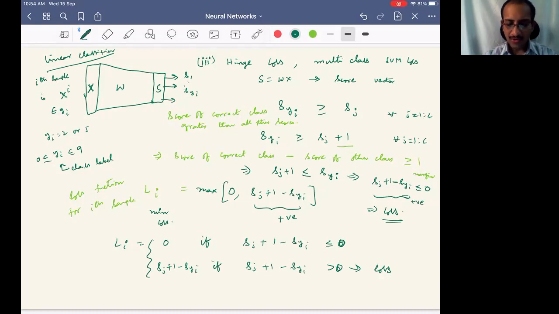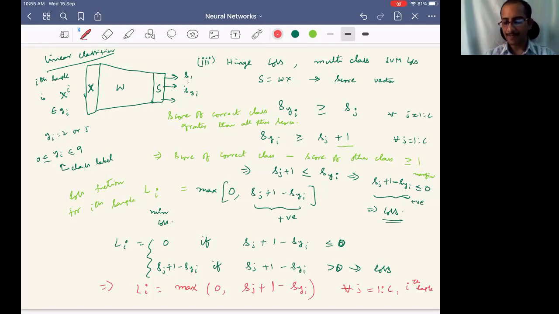Writing these two together is written in this expression. This implies Li can be written in a single expression as maximum of 0, sj plus 1 minus syi. Fine. This is for all j varying from where to where? J varying from 1 to C. Okay, and i refers to what? The ith sample.